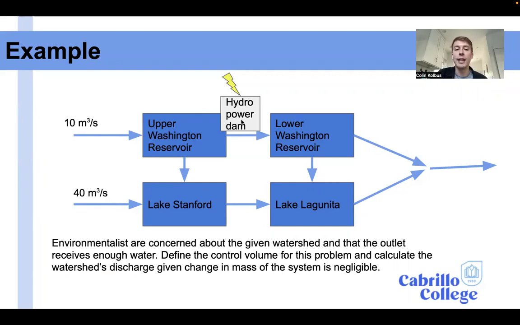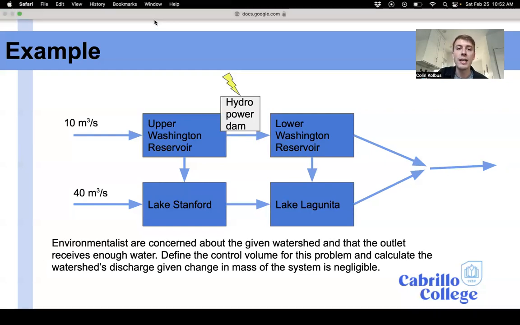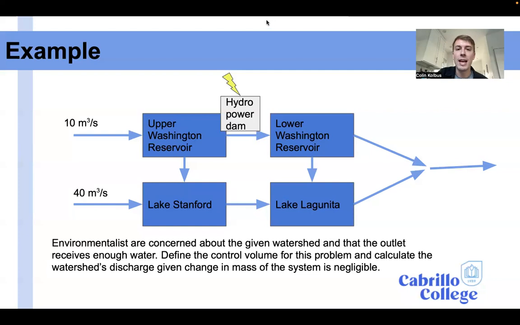The government has built a hydropower dam on the discharge of the Upper Washington Reservoir into the Lower Washington Reservoir. So there's a lot of different streams and creeks, and depending on the question that we want to answer, we're going to look at them or not look at them. So here we have environmentalists concerned about a given watershed, and they want to make sure that the outlet is receiving enough water. So they want to look over here. Define a control volume for this problem and calculate the watershed's discharge given the change in mass of the system is negligible.